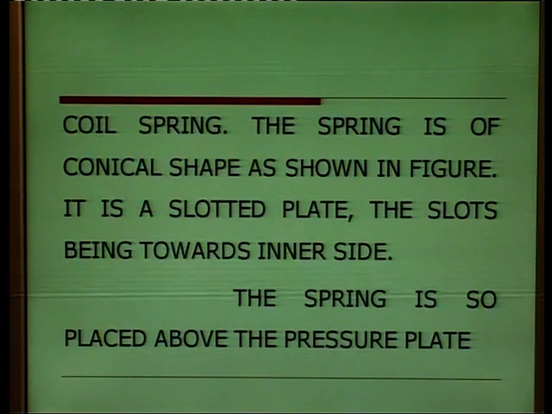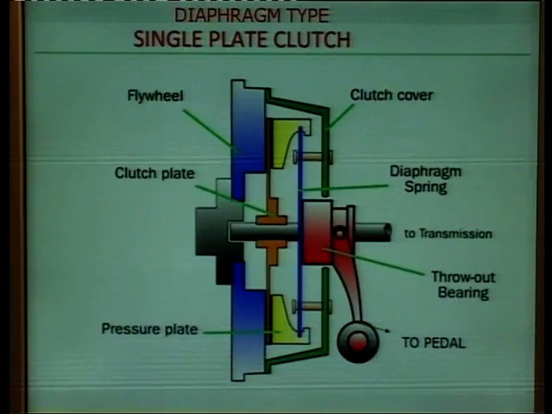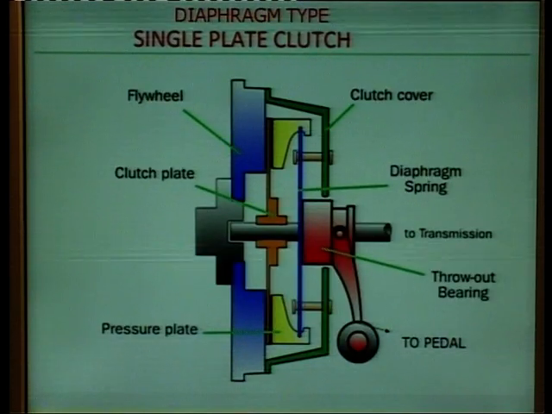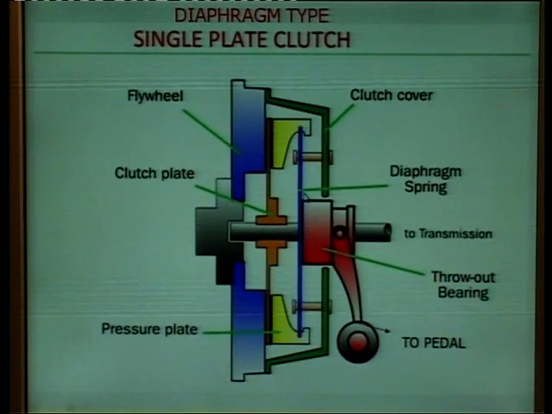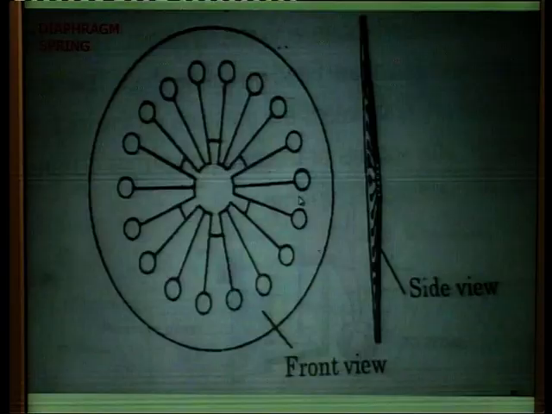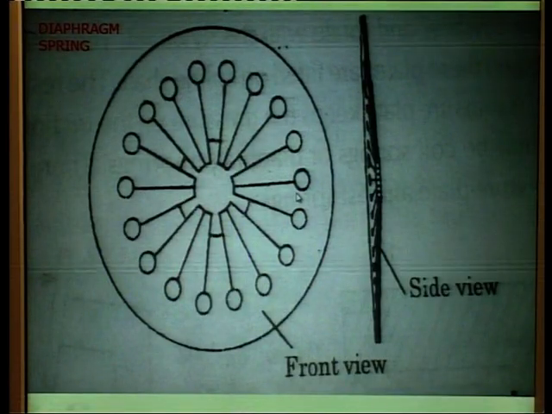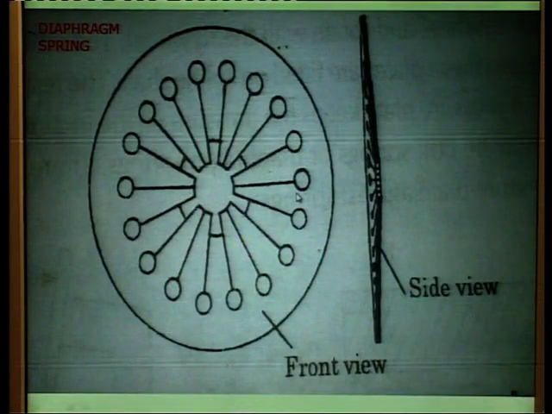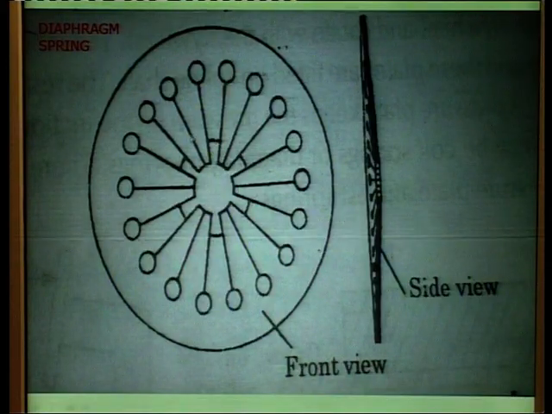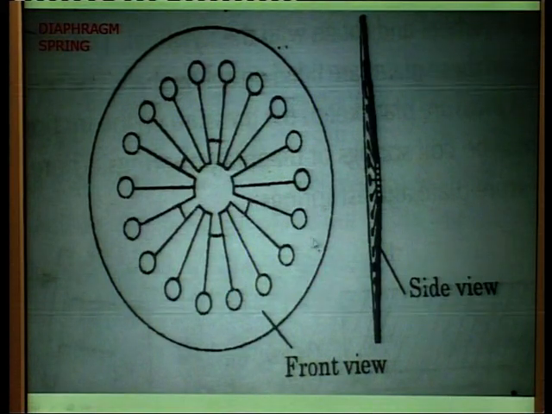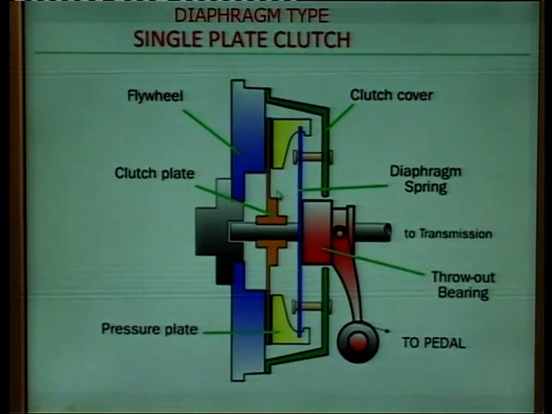This is the diaphragm type single plate clutch. This is the diaphragm type spring. This is simply a disc. This is a disc, these are grooves, and these are the holes. This is the front view and side view. This plate is fitted in this one.